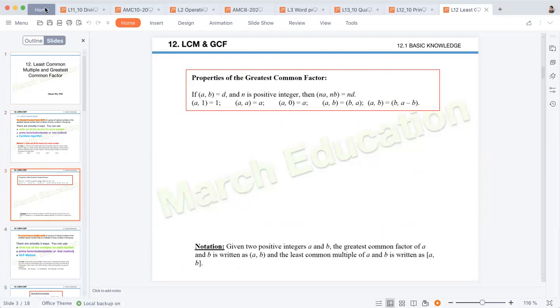Now we have some basic law about okay, I can't write on it. This one. Close this one.